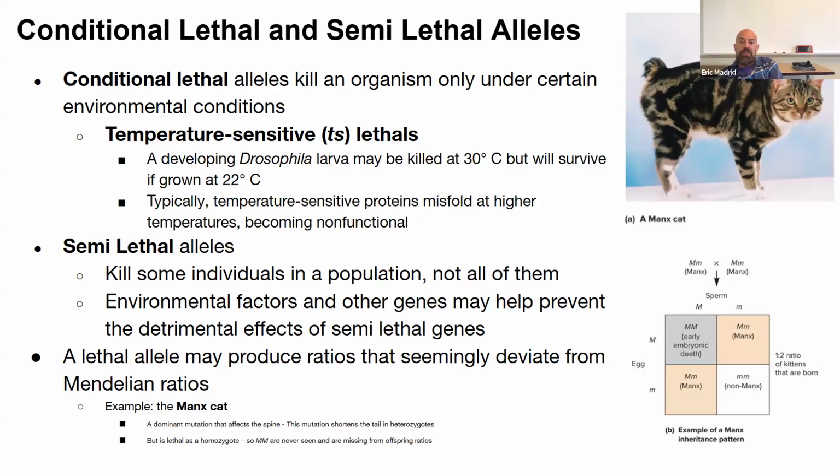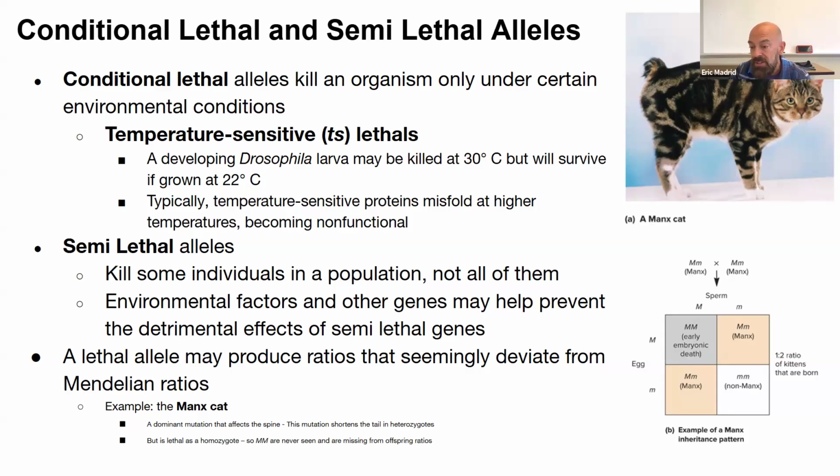We also have conditional lethal and semi-lethal. So conditional lethal can be things where it can kill the organism, but only under certain environmental conditions. So developing Drosophila could be killed at 30, but they'll survive if grown at 22. And so that means that almost all of their proteins are temperature-sensitive lethal alleles. And that isn't that surprising, right? If you heat up a little baby when it's trying to develop, it's probably going to mess it up. And so there are many temperature-sensitive lethal alleles. There's also semi-lethal alleles. So these are ones where it will kill some, but not all. And a lot of times it's going to be with the environment.